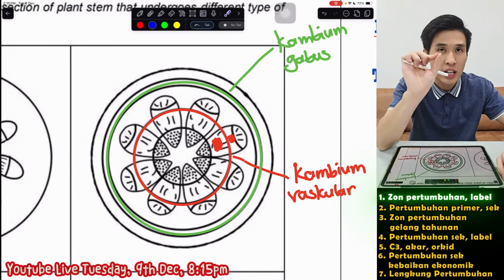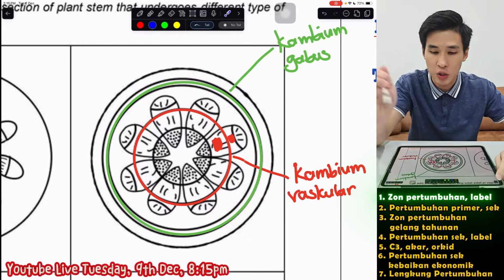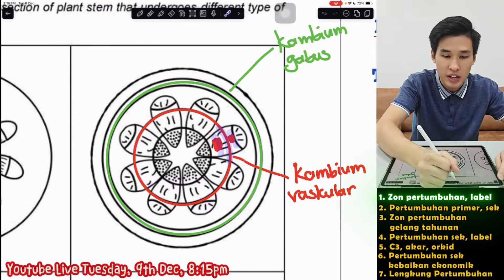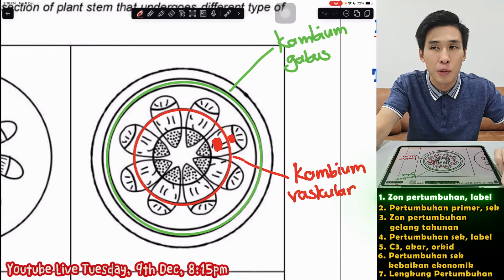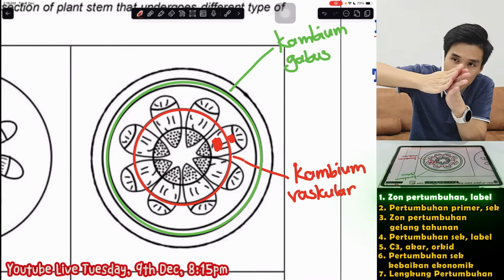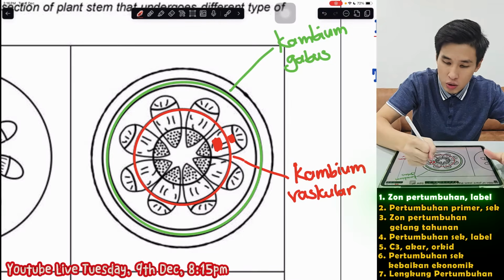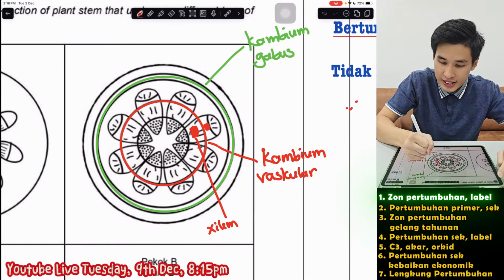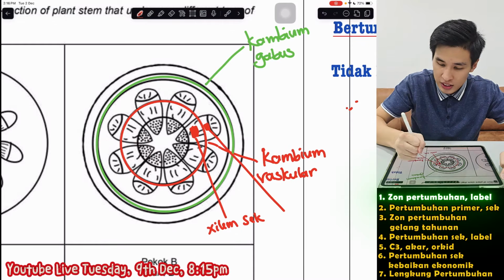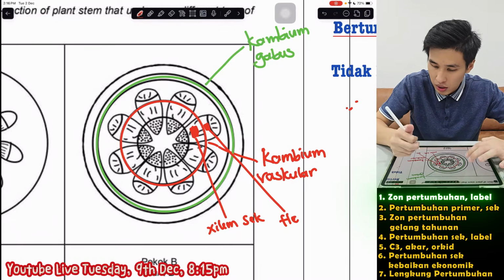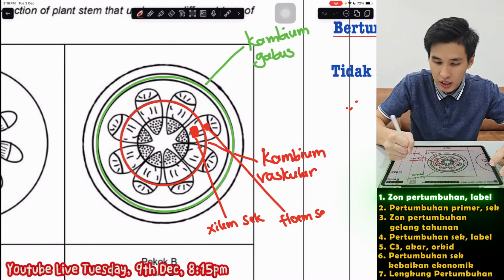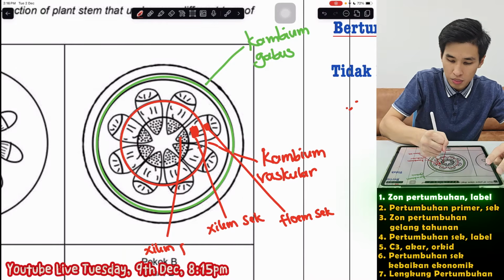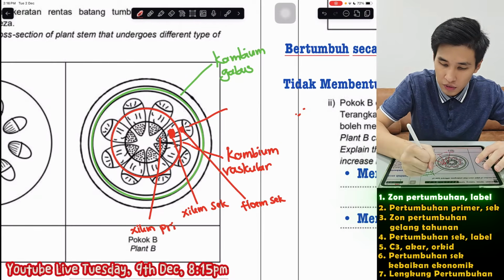Now, if by now you still don't know how to label xilem, floem, primer, sekunder, just remember, yang lebih dekat kepada tengah means dekat kepada kambium vaskular, is definitely your sekunder. Because sekunder terbentuk lebih lewat. So dia akan tolak itu primer lebih jauh daripada kambium vaskular. So this is called xilem sekunder. Xilem always in the inside. This is floem sekunder. Then lebih jauhan is your primer loh. So this is xilem primer. This is floem primer.